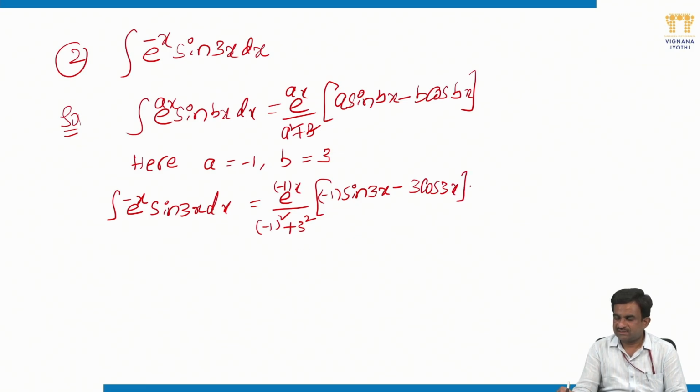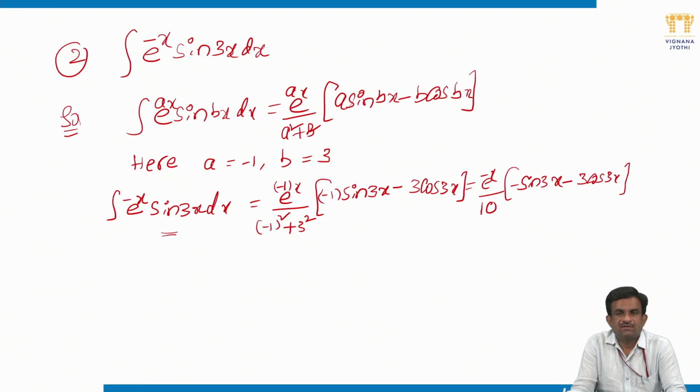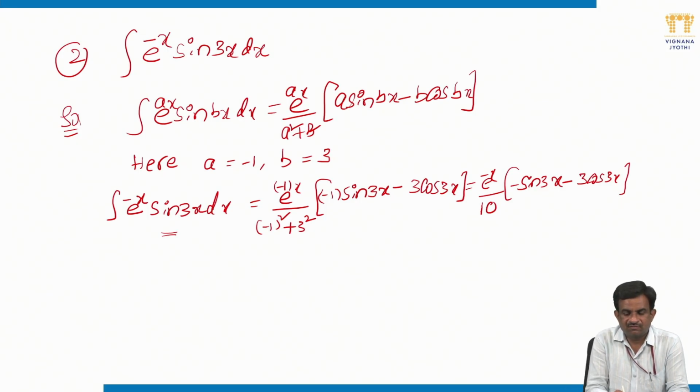So finally it is e power minus x divided by, minus 1 square is 1, 3 square is 9, so 10, into minus sine 3x minus 3 cos 3x. This way we can evaluate the integration of e power minus x sine 3x dx for the indefinite integral.